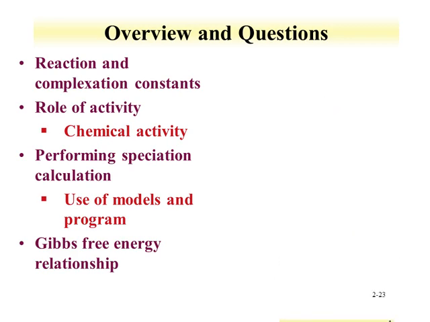We also discussed how to perform these speciation calculations, and provided an example with a simple system using an Excel spreadsheet, and a more complex system using a program. In this case, we used the JChess program for chemical speciation.